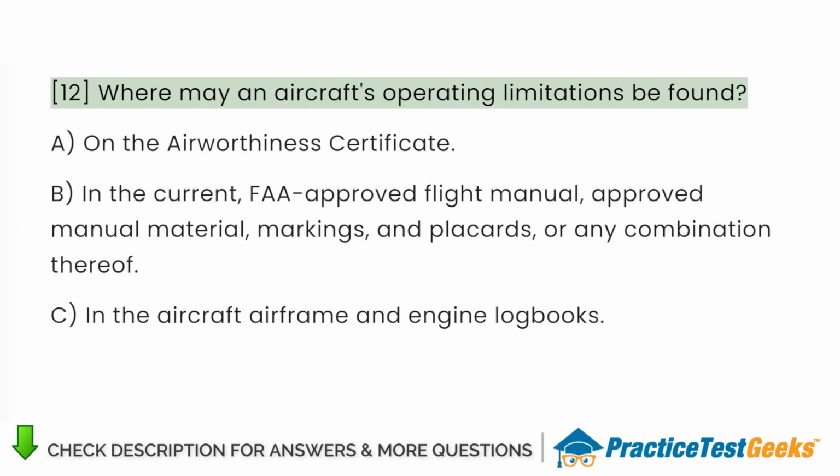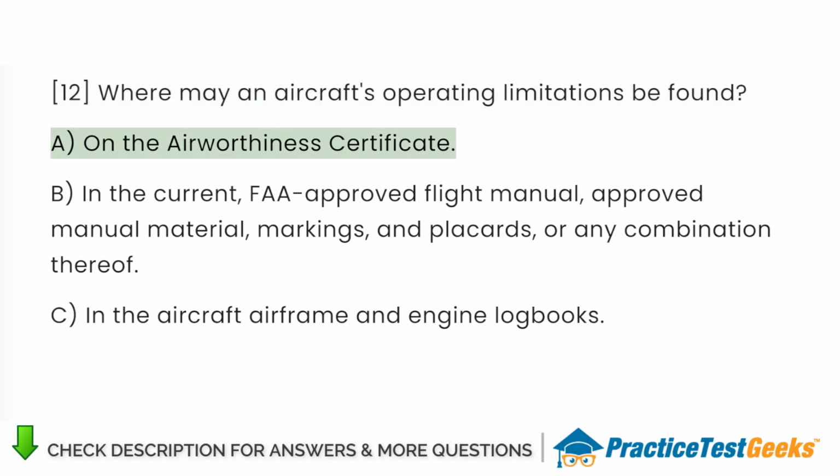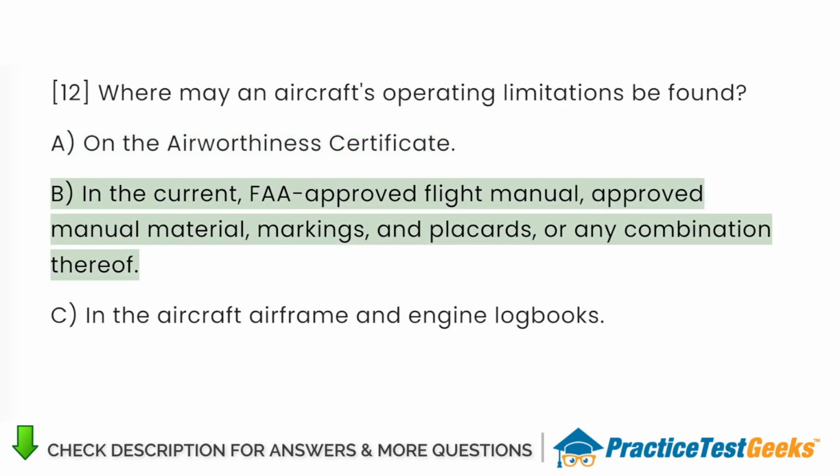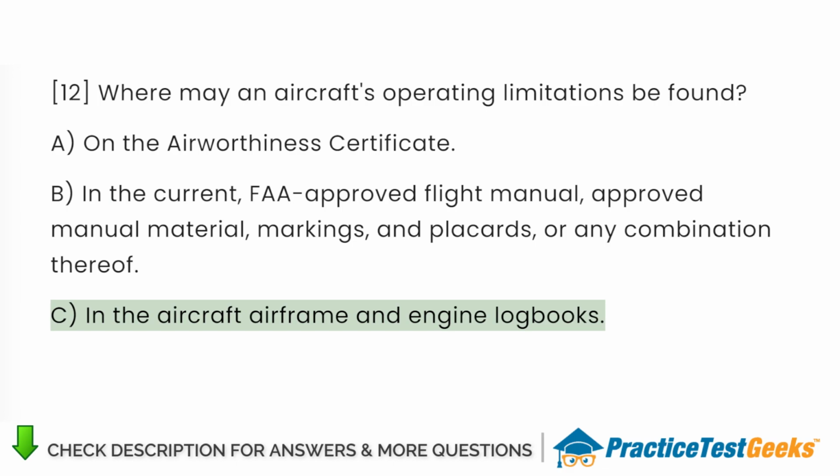Where may an aircraft's operating limitations be found? A. On the airworthiness certificate. B. In the current, FAA-approved flight manual, approved manual material, markings, and placards, or any combination thereof. C. In the aircraft airframe and engine logbooks.